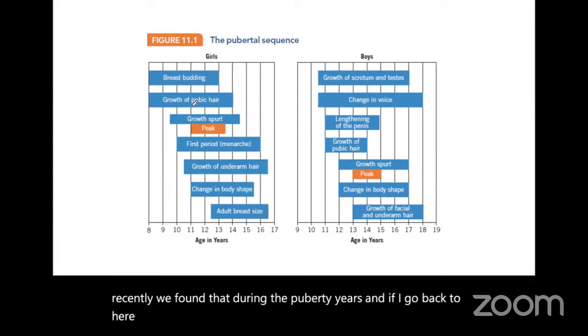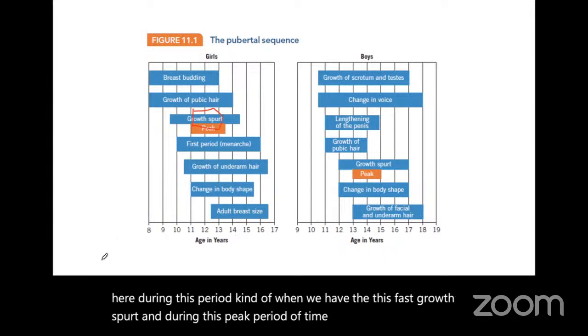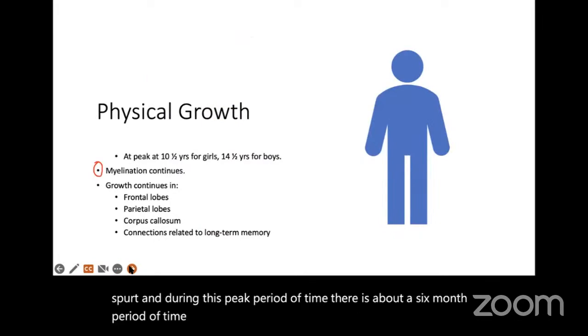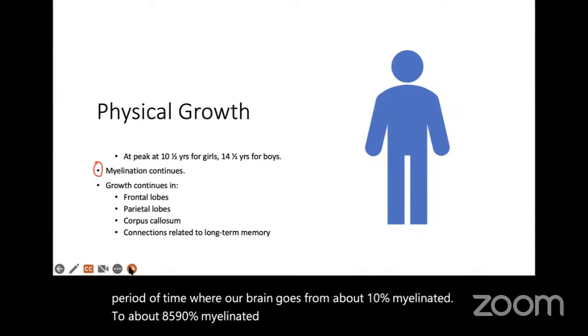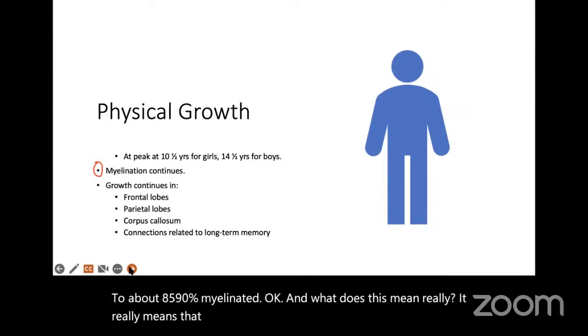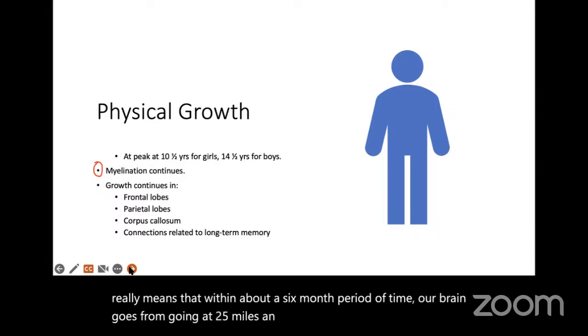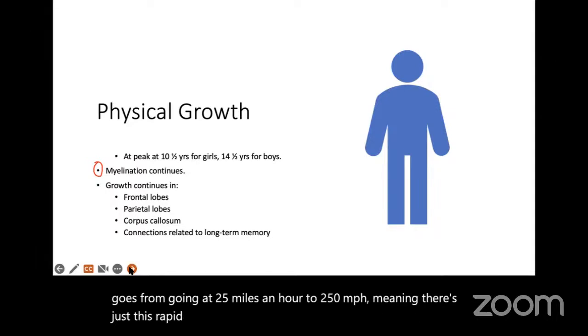And most recently, we found that during the puberty years, and if I go back to here, during this period, kind of when we have this fast growth spurt, and during this peak period of time, there is about a 6-month period of time where our brain goes from about 10% myelinated to about 85, 90% myelinated. Okay. And what does this mean? Really, it means that within about a 6-month period of time, our brain goes from going at 25 miles an hour to 250 miles per hour, meaning there's just this rapid increase in the transmission of neural information going on.